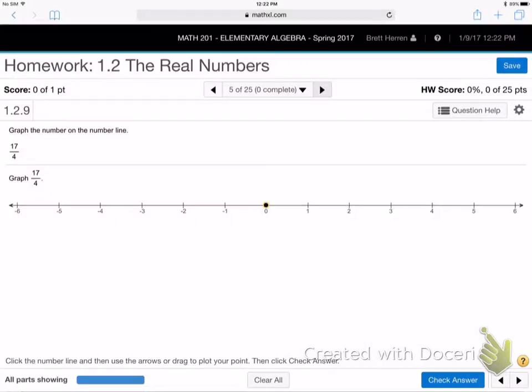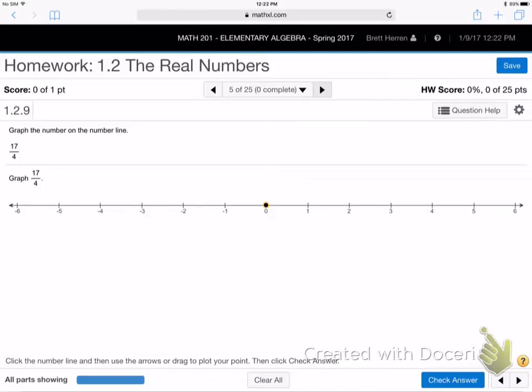So let's do that. Okay, so they're giving me 17/4. Everybody see that okay? 17/4, and they want me to graph that on the number line. How do I take a weird old fraction like that? 17/4. I mean, where does that go on the number line?